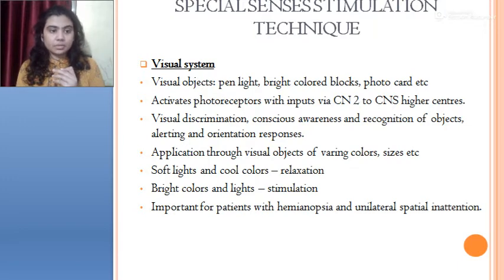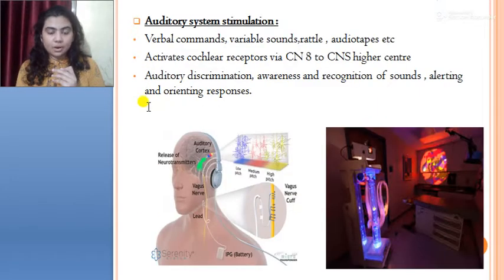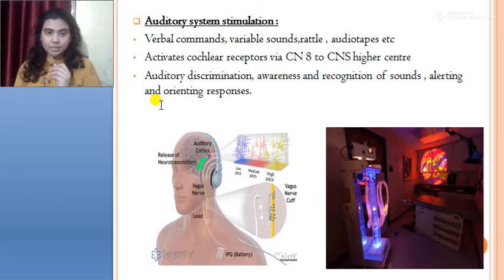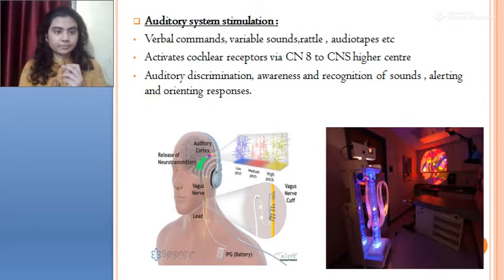Next will be auditory system stimulation. In this, verbal commands, variable sounds, rattles, audio tapes, etc. can be used, which activates the cochlear receptors via cranial nerve 8, the vestibulocochlear nerve, to higher CNS centers. Auditory discrimination, awareness, recognition of sounds, alerting, and orienting responses are the result of these stimulation techniques.